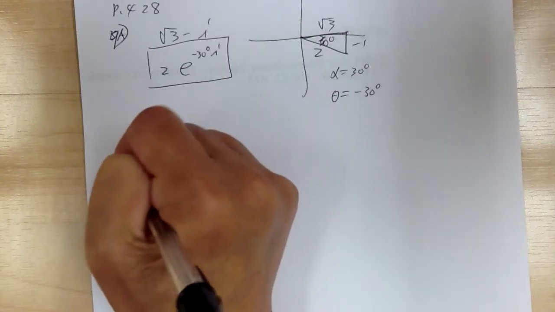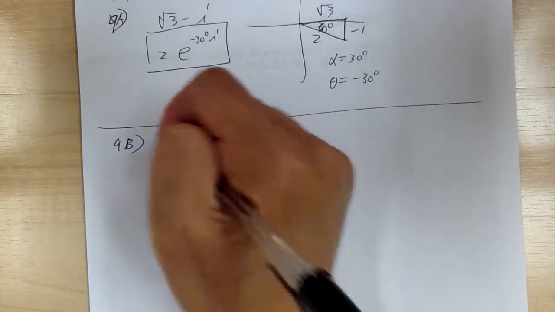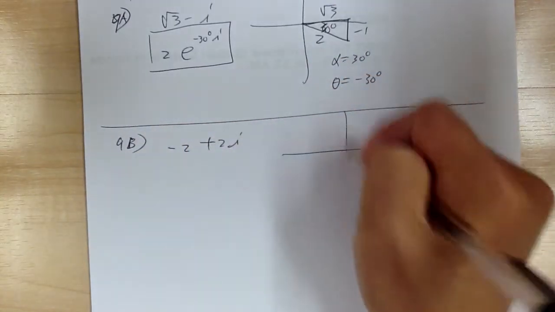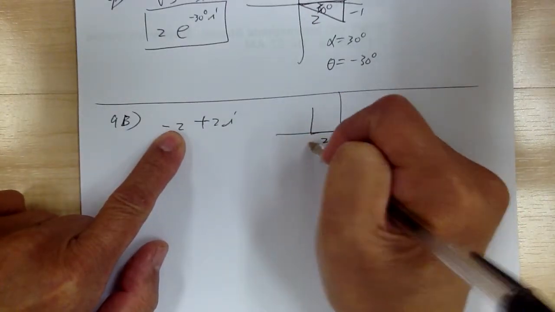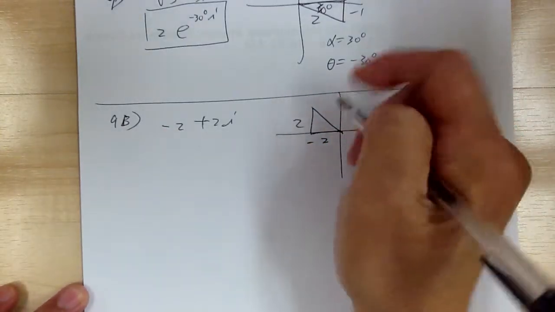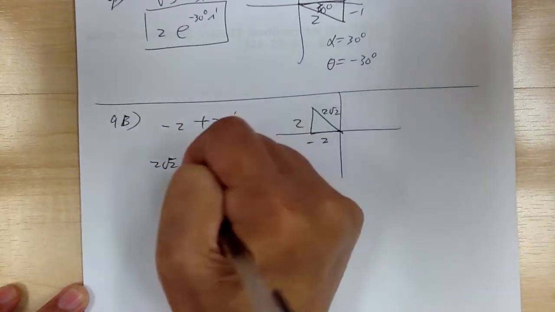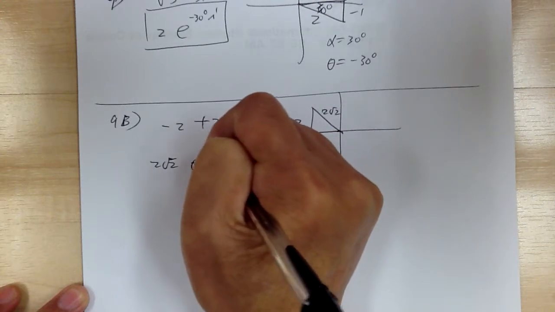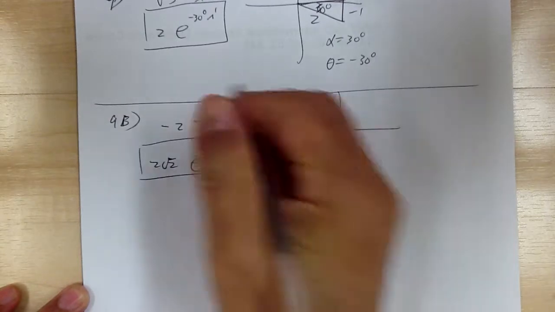Okay, let's go to 9b. 9b is negative 2 plus 2i. Again, you sketch it out, so you've got negative 2 plus 2, so negative 2, positive 2. So from here, this is going to be 2 square root of 2. So that's the length. And the angle will be 135 degrees. So 2 square root of 2 e to the 135 degrees i.